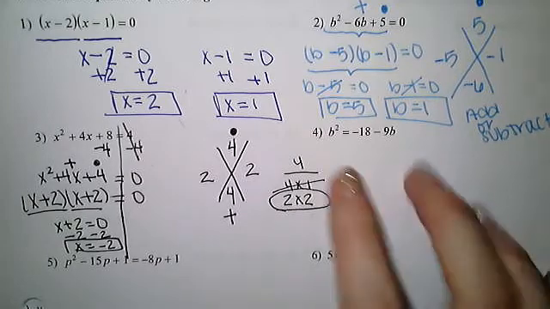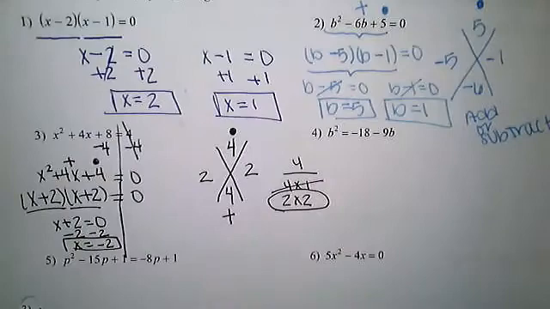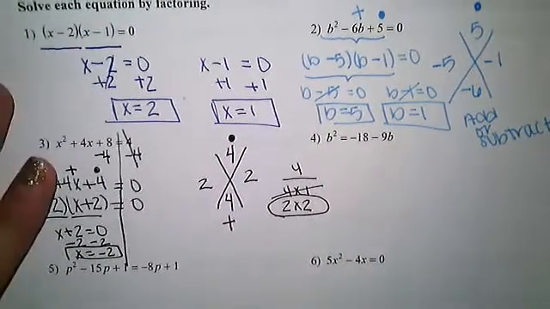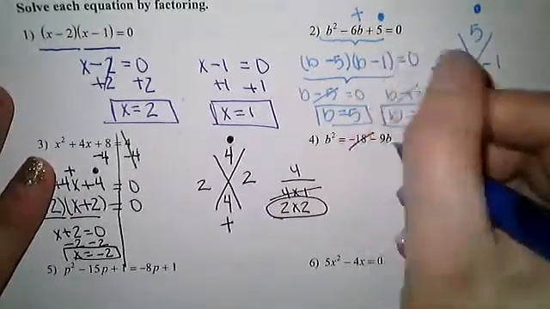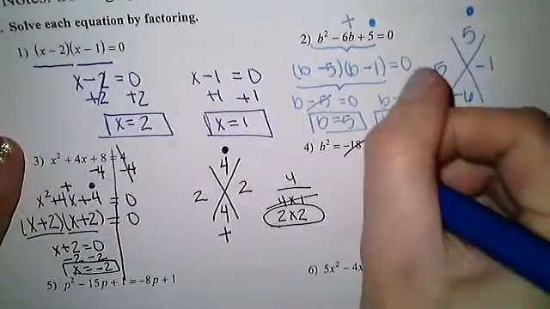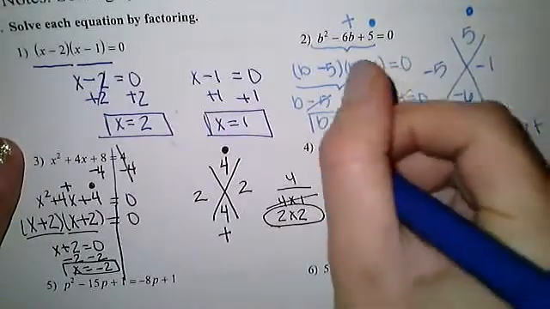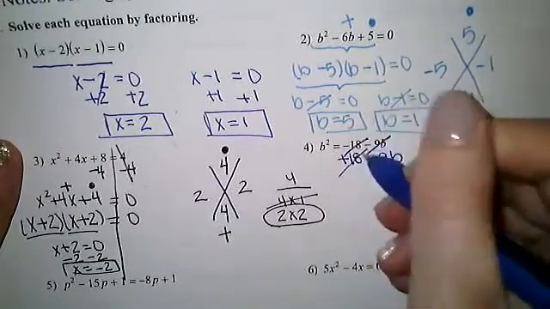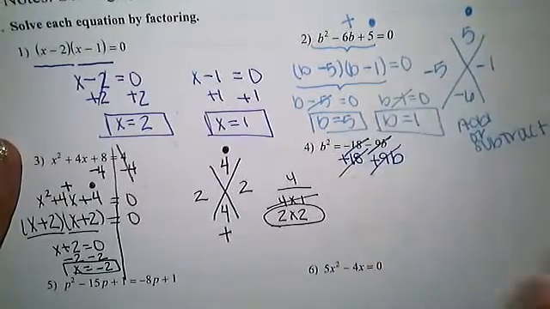That doesn't always happen. So like with number 4, you'll notice there's no like terms over here. So when you bring these numbers over, you're going to have to carve out a space for them. So this will become a plus 9b and a positive 18 when they come over, because that's how we're going to get them to cancel with the top numbers.